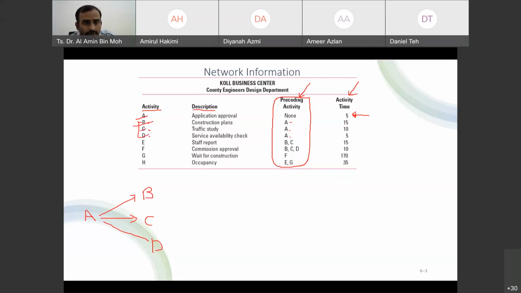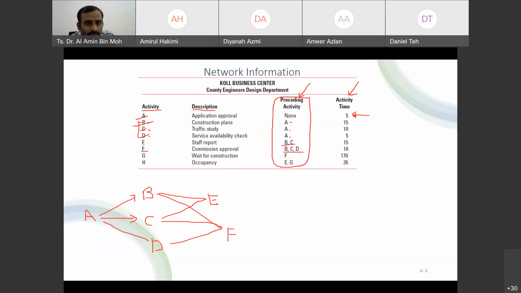What's next? B and C merge to E, and B, C, D merge to F. Okay, exactly, Daniel. Thank you. So B and C here to E. And B, C, D to F. Is it something like this? Yes, Doctor. Okay.